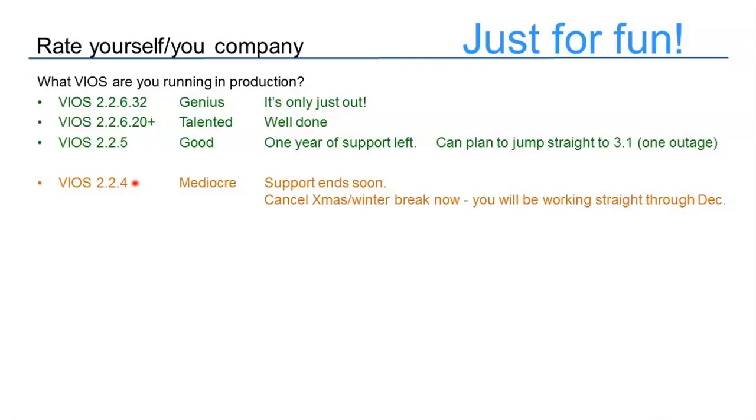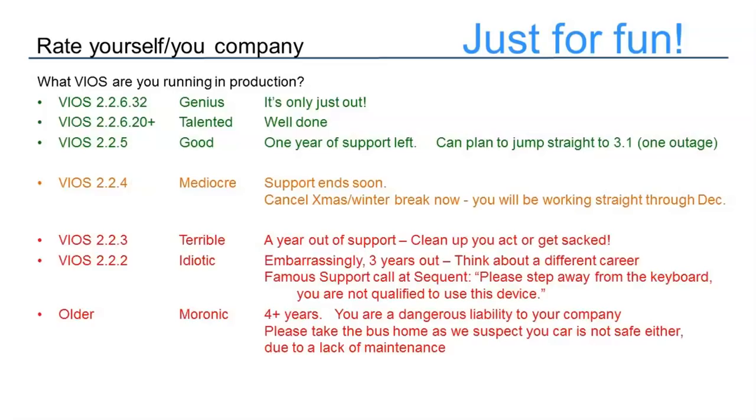All right, now the next slide may get me into trouble in here, but there we go. So if you're on 223, you're a terrible person. It's been out of support for a year. Clean up your act quickly. You may get sacked. If you're on 222, I think you're an idiot. 3 years out of date, out of support.